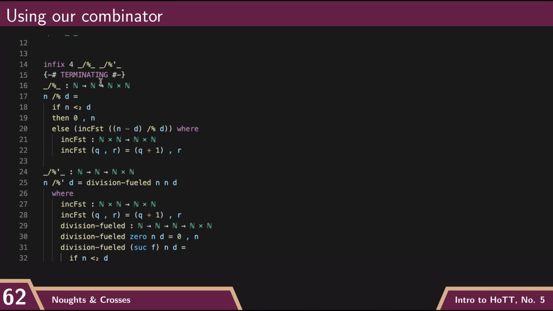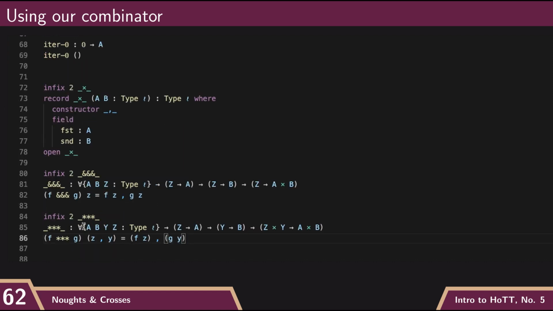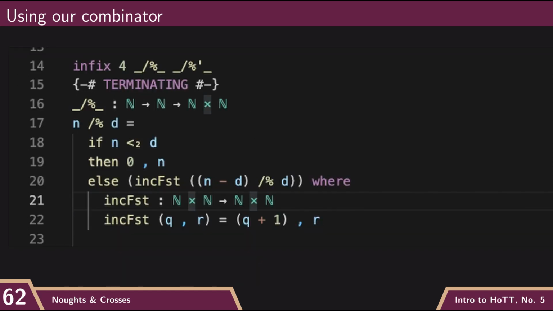So let me conclude by noting one thing, is that inc first here is of the form product arrow product. And remember what our star star star combinator did was it produced a function just like that, of one product to another. And so actually in this example, we can eliminate the need for this where clause by implementing inc first inline using the star star star combinator. Remember, what it did is it took a pair of arguments and applies the one function to the first argument and the other function to the second argument to get another pair.